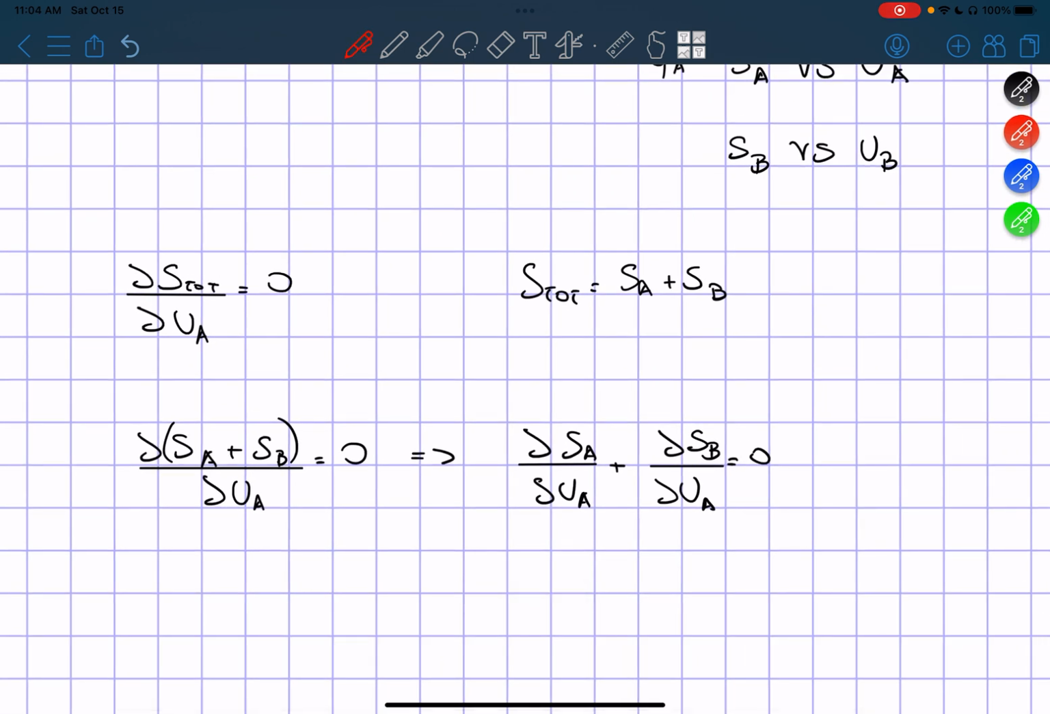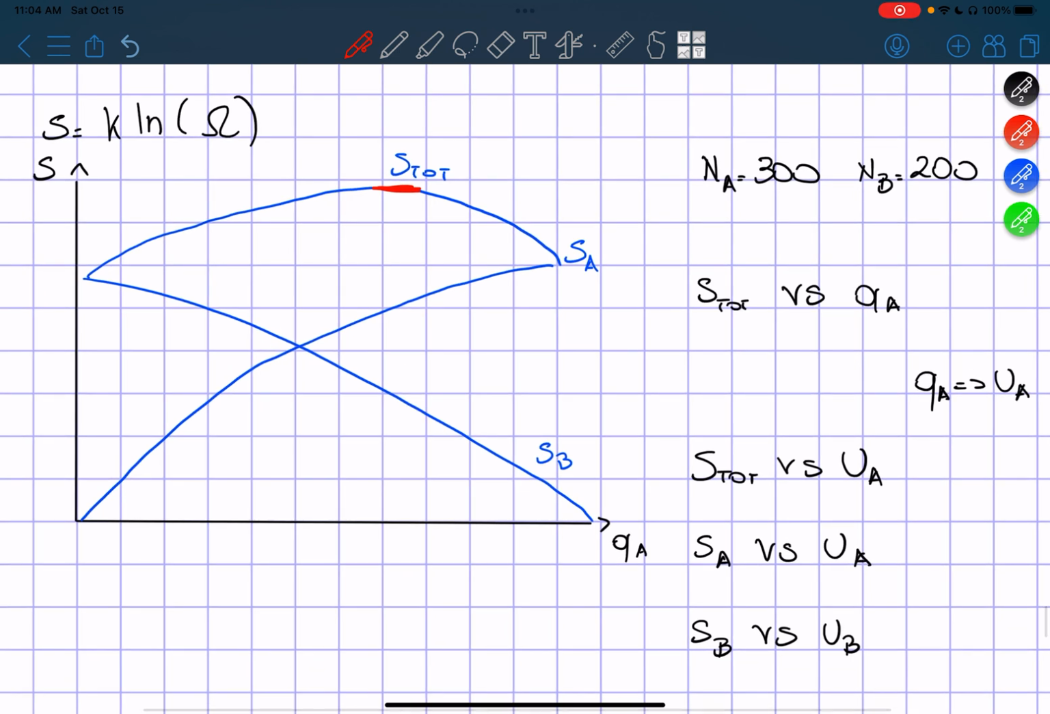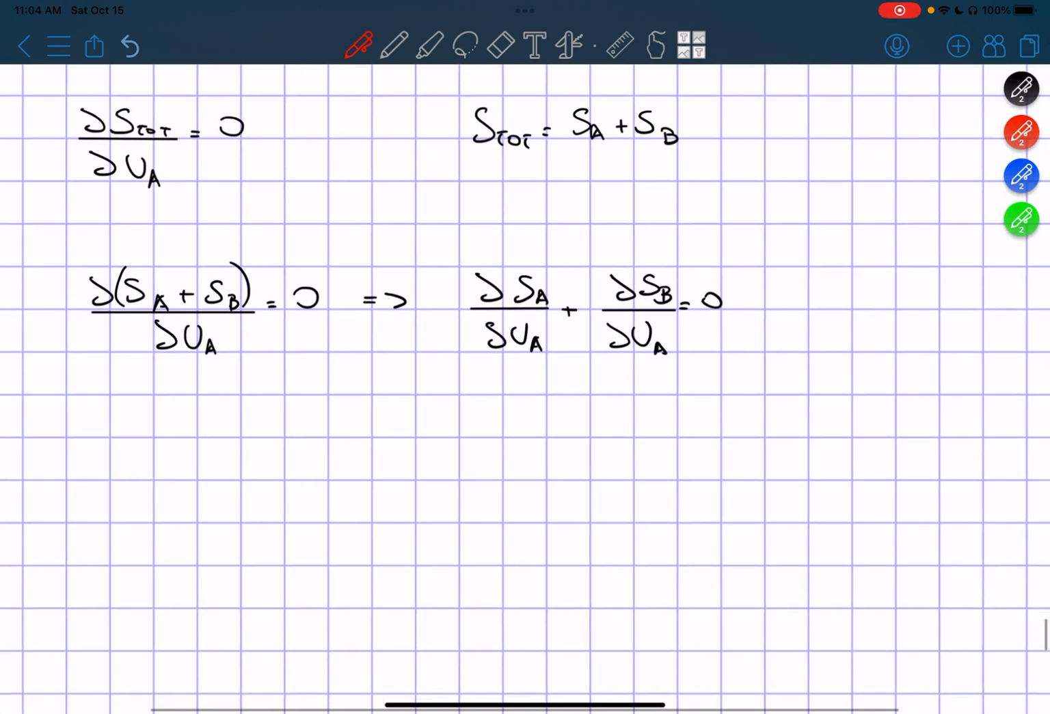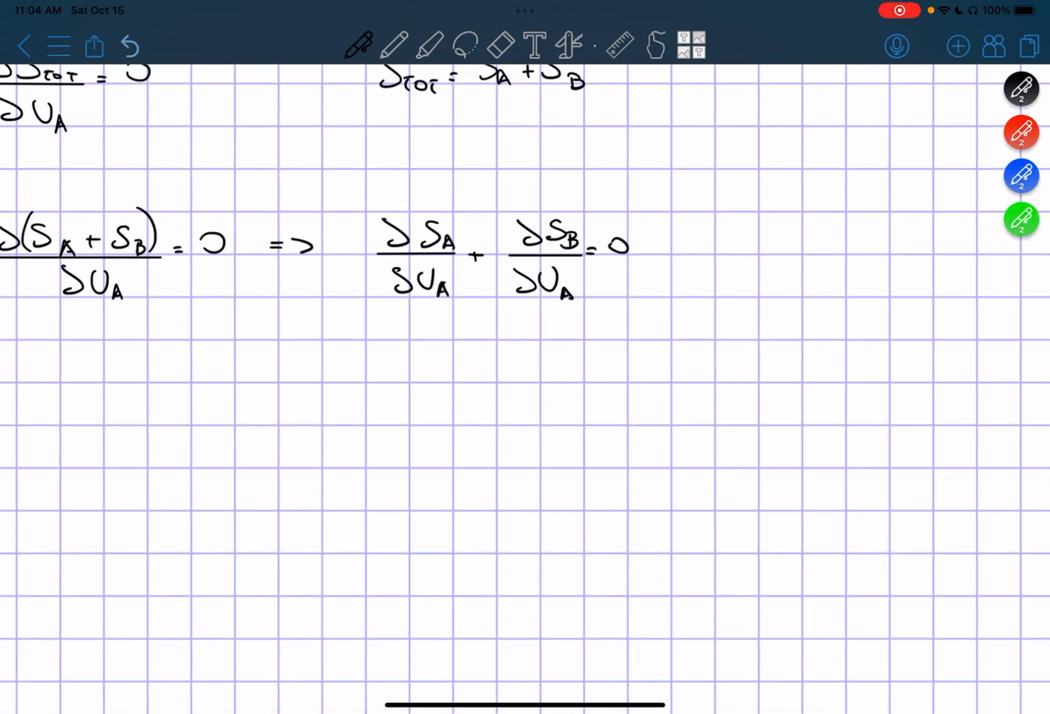Now, let me look back at the graph so we can talk about it. So this point right here that I called in red is going to be this point right here for S of A and this point right here for S of B. Now, as you can see, one of them is pointing up, one of them is pointing down. So one of them has positive slope and one of them has negative slope. In fact, if we add them together, we should obtain something like zero. Okay? Now, I want to say that then the derivative of S of A in terms of U of A has to be equal to negative derivative of S of B in terms of U of A.